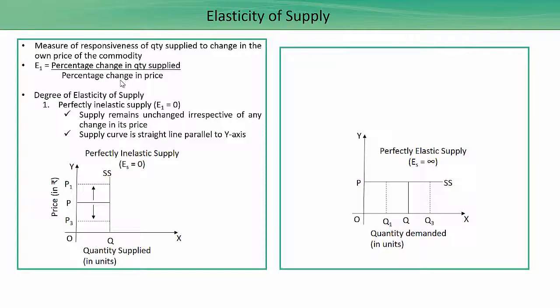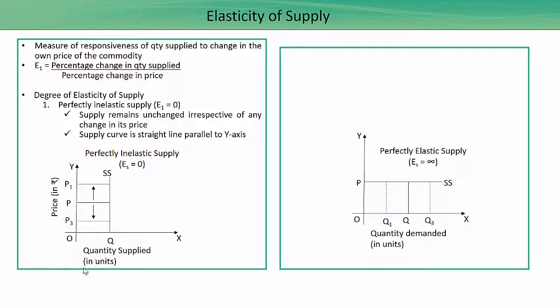Now let us understand the degrees of elasticity of supply. There are 5 main degrees. The first one is a situation where Es is equal to 0. That is perfectly inelastic supply. This would be a scenario when the supply will not change. The supply of the commodity will remain constant irrespective of any change in the price.